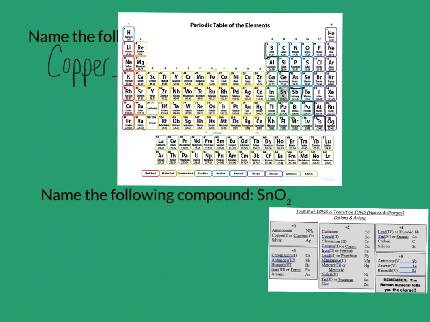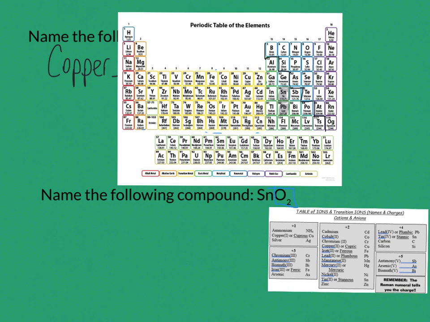So tin can possibly have more than one charge. Okay, it might have a +2 charge where it gives away 2 electrons, or it may give away 4 electrons and have a +4 charge. Lead, which is right below it, also behaves in the same way. So it behaves like a transition metal. Okay, so in order to name this SnO2, it's made up of tin and oxygen. We have to, again, just like we did with the previous one, look at the nonmetal. In this case, it is going to be oxygen.